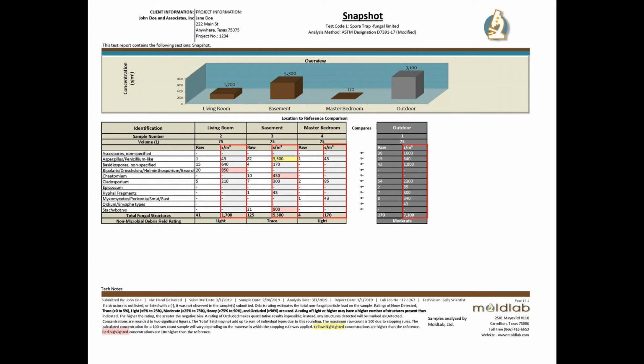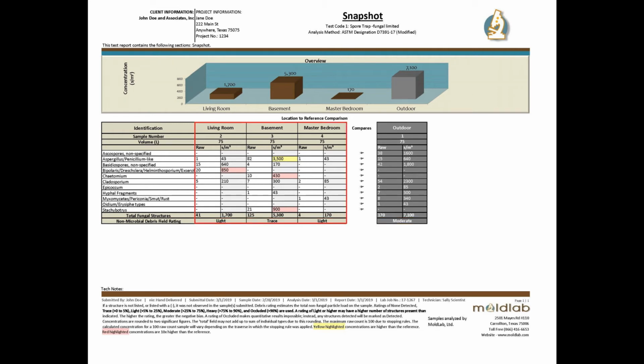on your sample form. At the bottom of each sample are totals for both raw count and the concentration, as well as a debris field rating. This debris field rating has nothing to do with the amount of mold present in your sample. Instead, it indicates the amount of non-mold debris present in your sample, such as dirt or other particles.